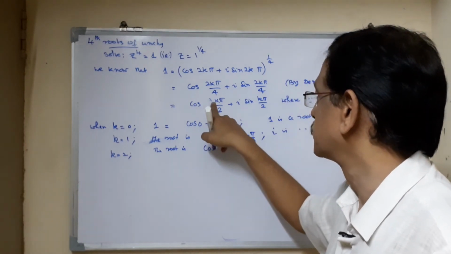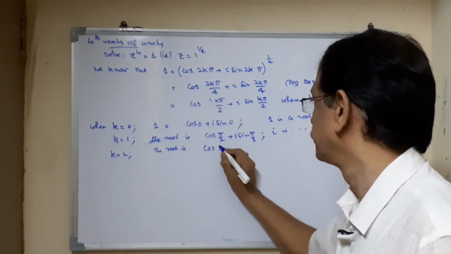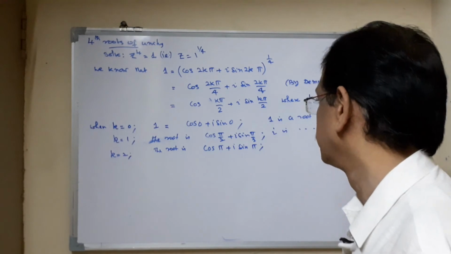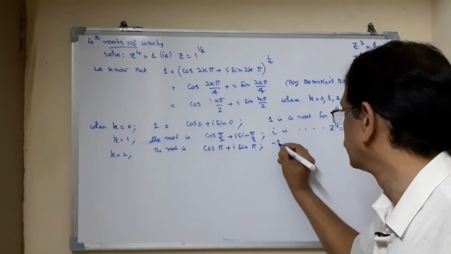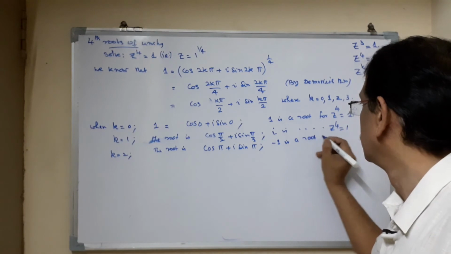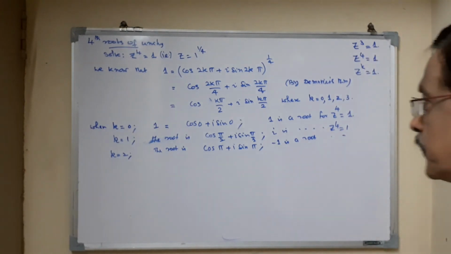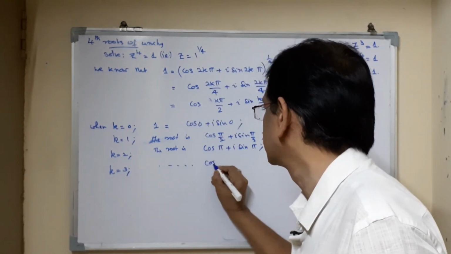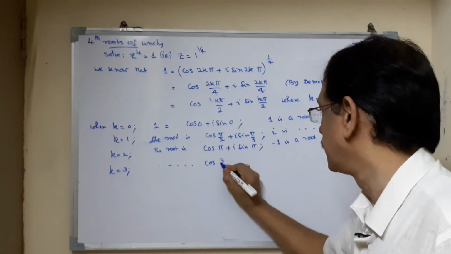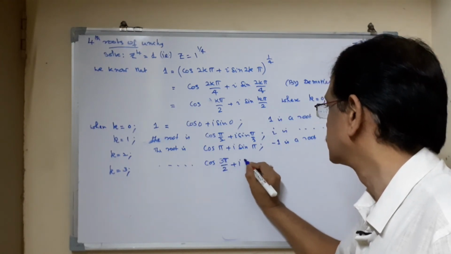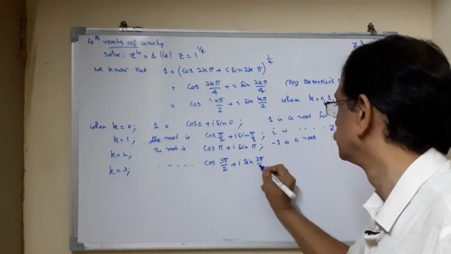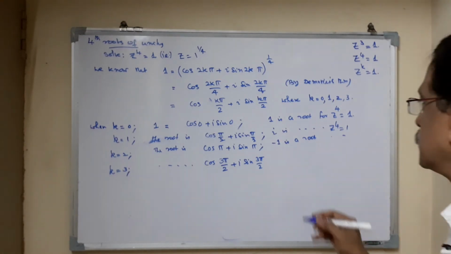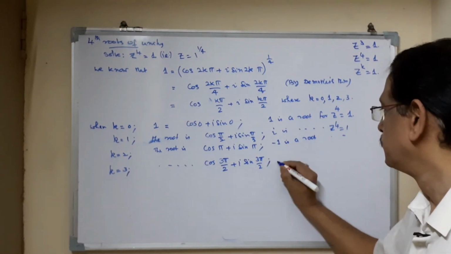If you substitute k equal to 2, you will get cos pi plus i sin pi, and cos pi is minus 1. So minus 1 is a root for the equation z power 4 equal to 1. And for k equal to 3, the root is cos 3 pi by 2 plus i sin 3 pi by 2. Obviously this should be minus i is a root.